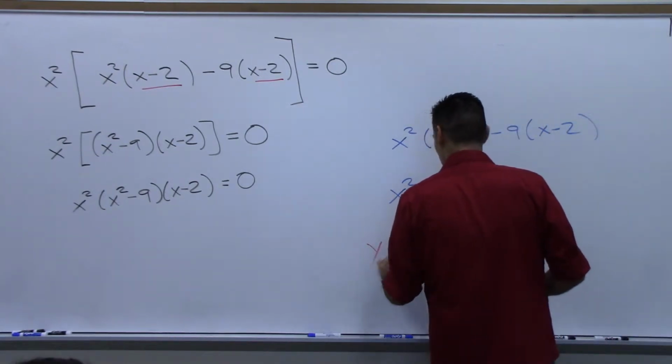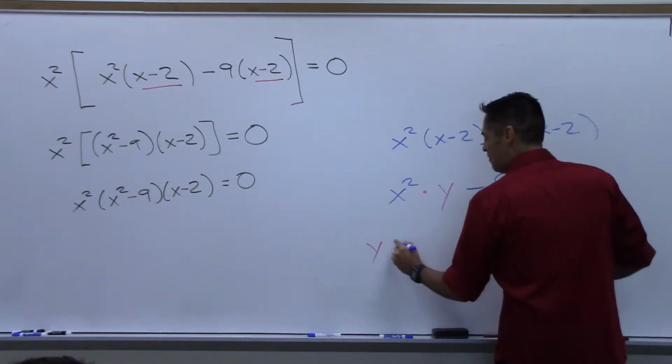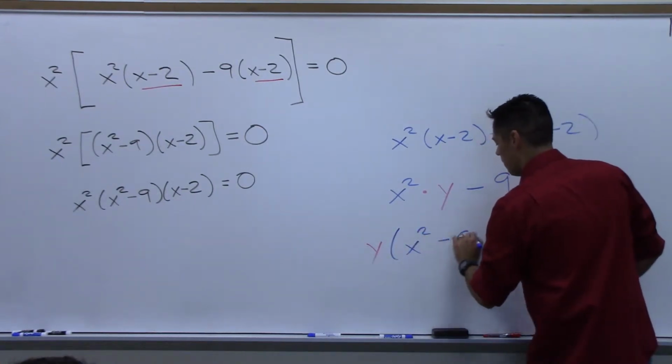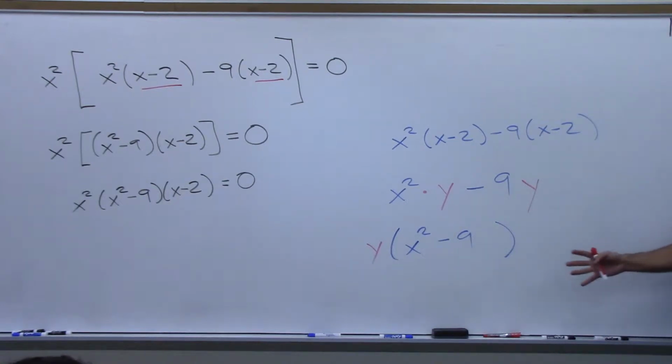All right, so you pull the y out, right? Everyone agree with that? Yep. And you're left with x squared minus 9. So that's what you would do, right? That's exactly what we did here.